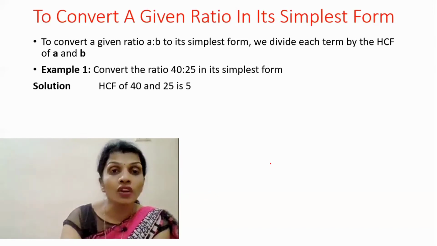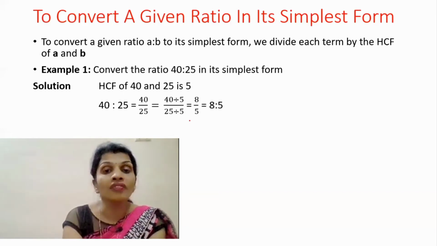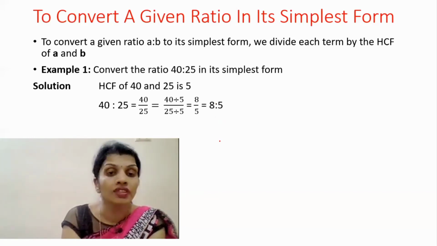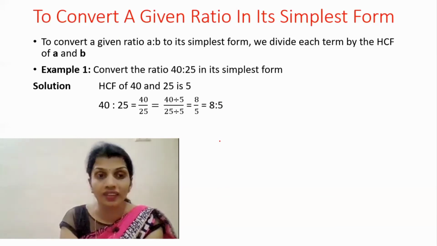So now what are we going to do? Now we are going to divide 40 and 25 by 5. See here, 40 divided by 5 and 25 divided by 5. We will get 8 upon 5. So 8 is to 5 is our simplest form. 8 is to 5 is the simplest form of 40 is to 25.